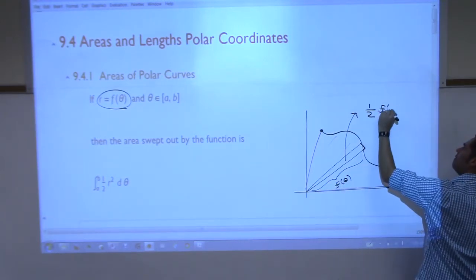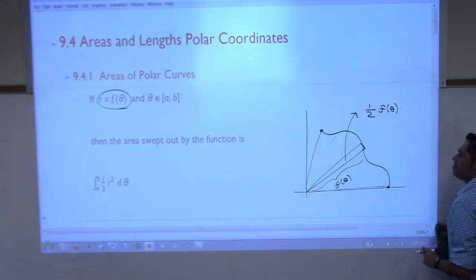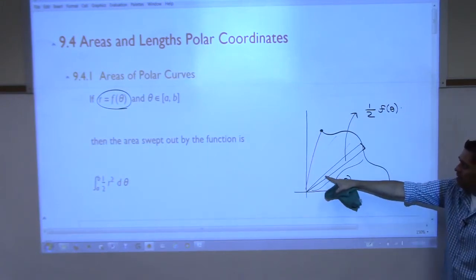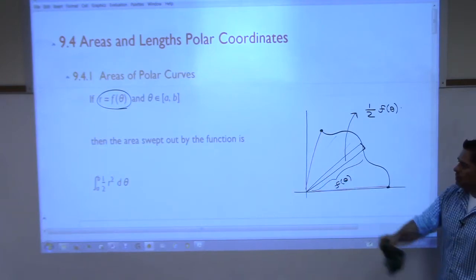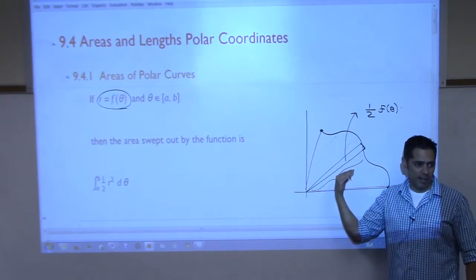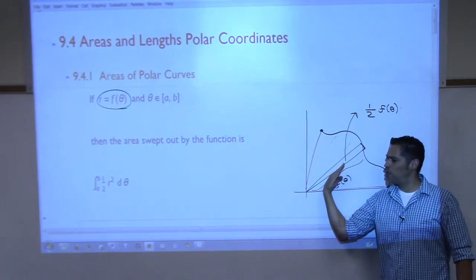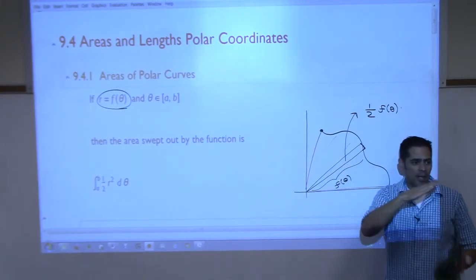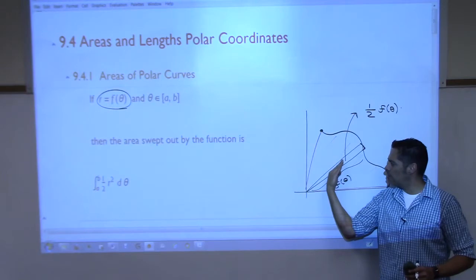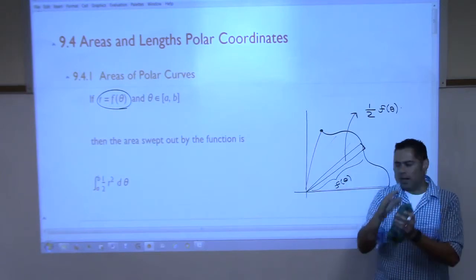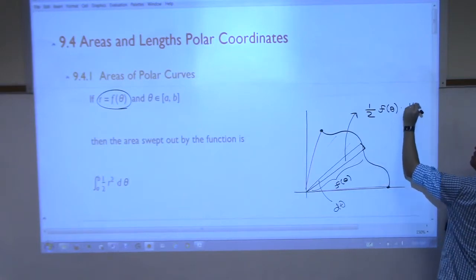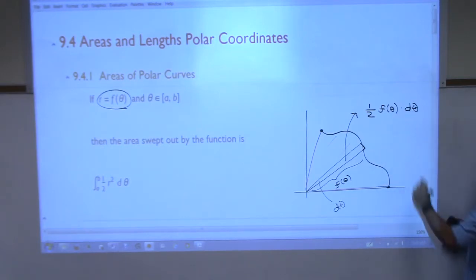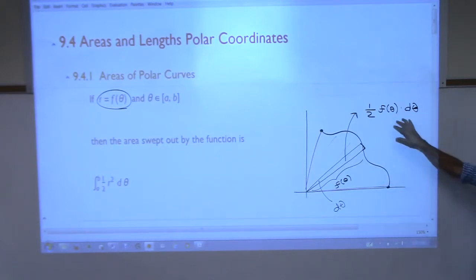So f of theta times the angle itself, right? The angle in here is not theta, it's d theta. It's my little infinitesimal change in theta. That little sliver is just a little change in theta. So this in here is d theta. So if that's my angle, it goes here. Understand? So that's the area of one slice.